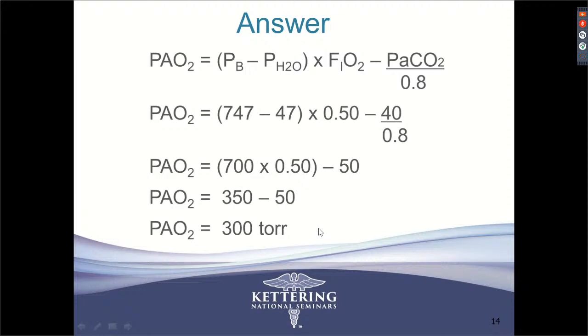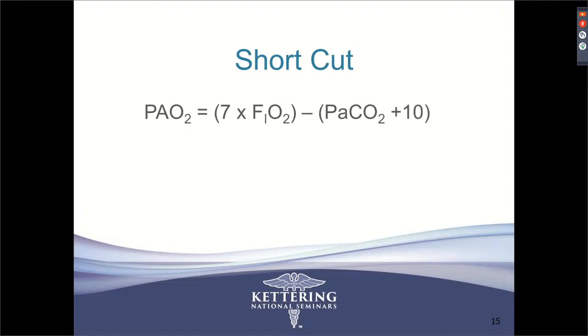You can do this and come out with the answer of 300, and that's fine if you want to do it that way. This may take a little bit more time, so we have a shortcut for this. Now, the shortcut is not in your book, so you may want to take a picture or a screenshot of this whenever I show it to you. Here's the shortcut.